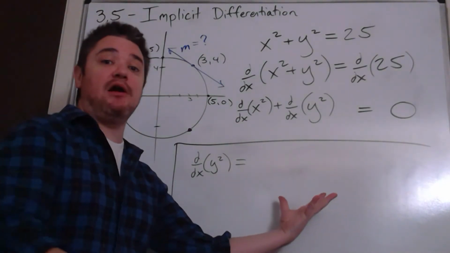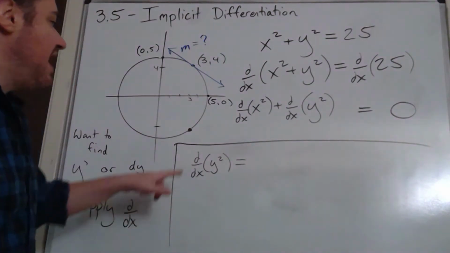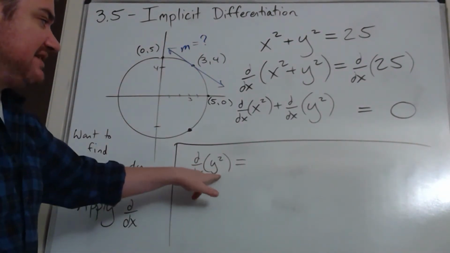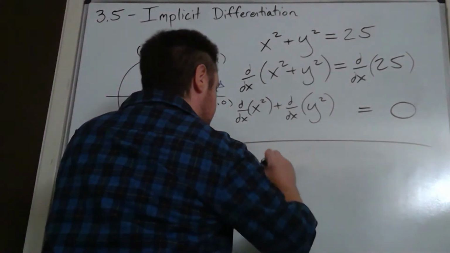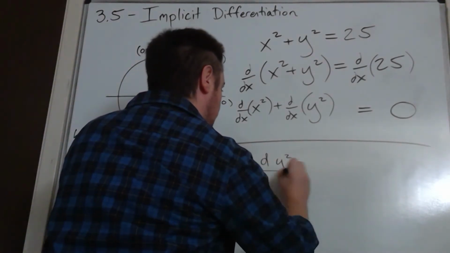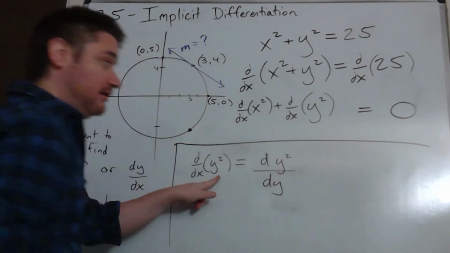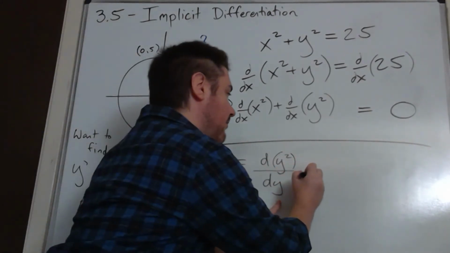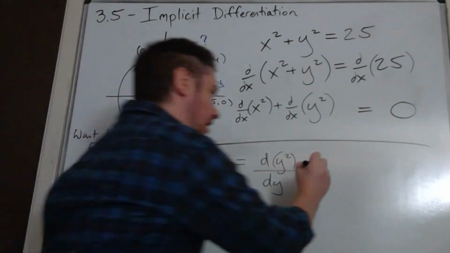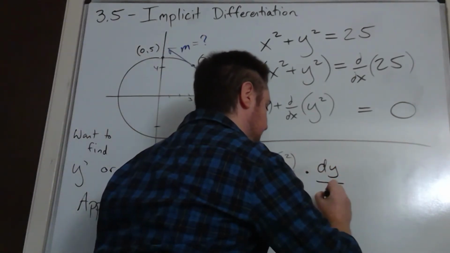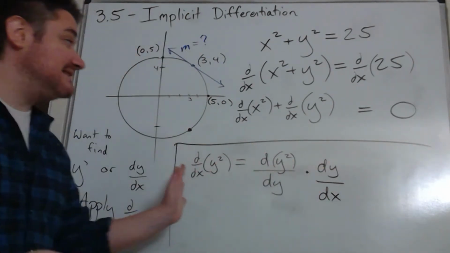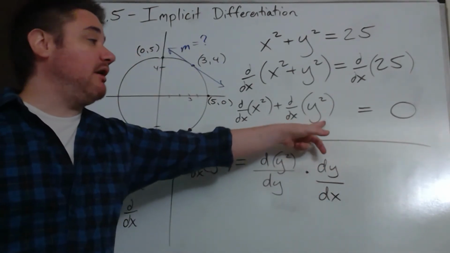But once I get it up there and then sort of talk backwards, hopefully it makes sense. I want to take the derivative of y squared with respect to x. But this is a function of y. So what I need to do is take the derivative of y squared with respect to y, and then multiply that by the derivative of y with respect to x. That's the chain rule application that I need to apply right here.